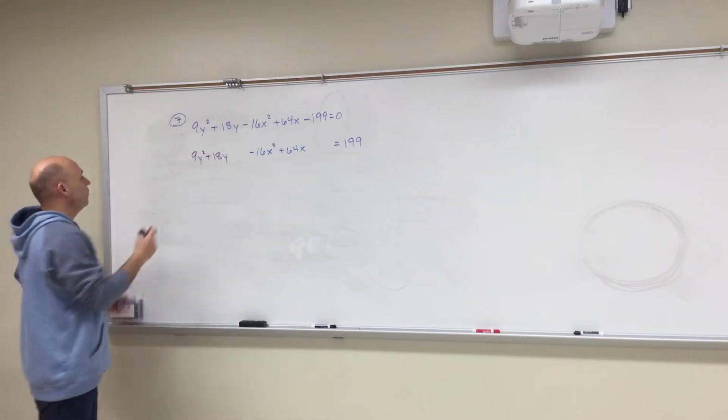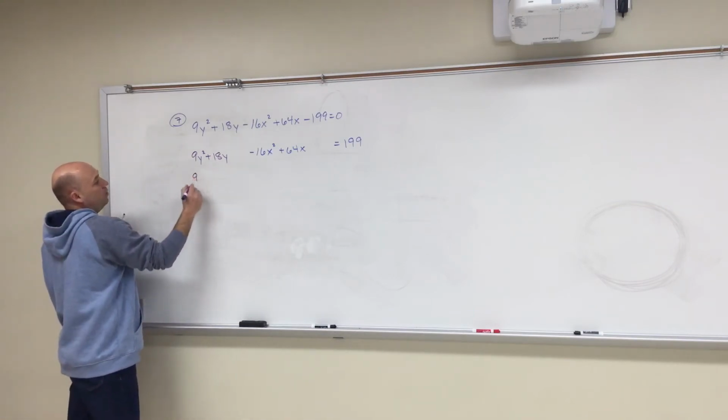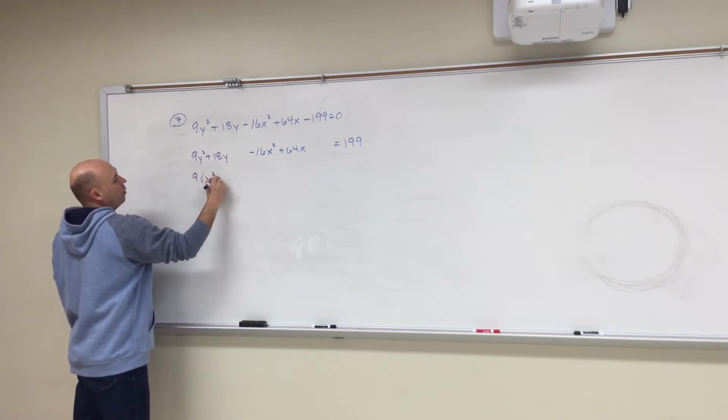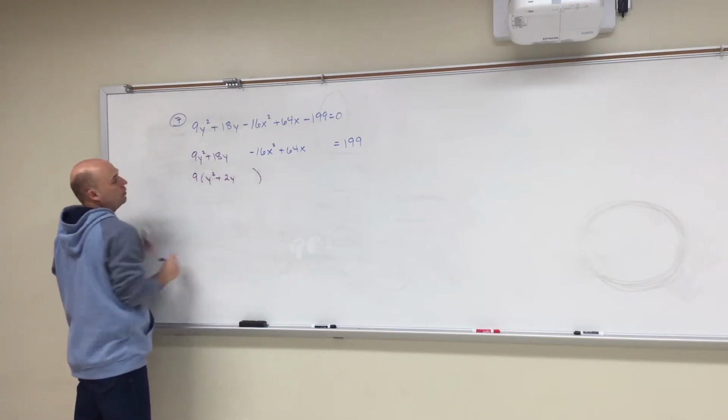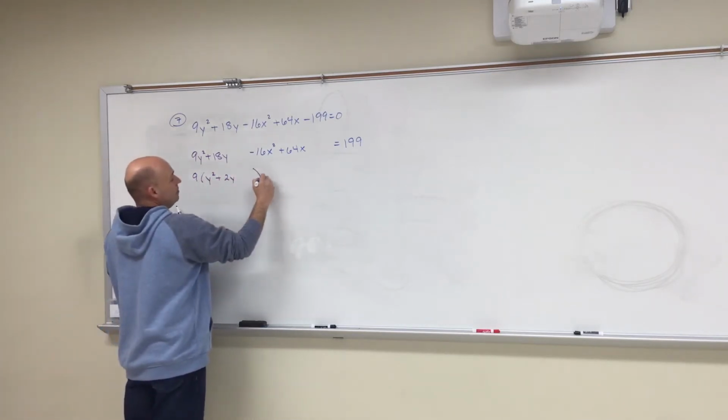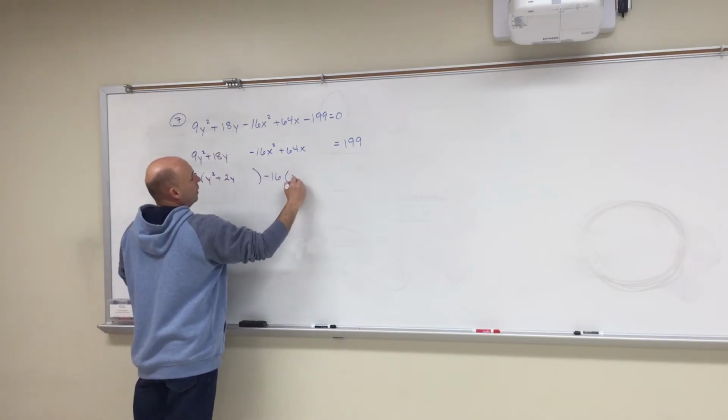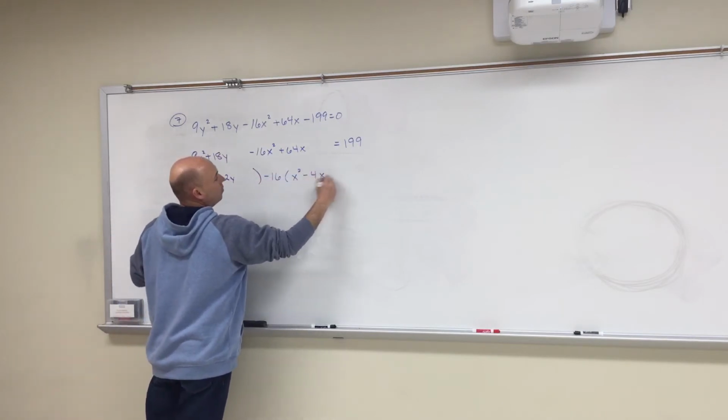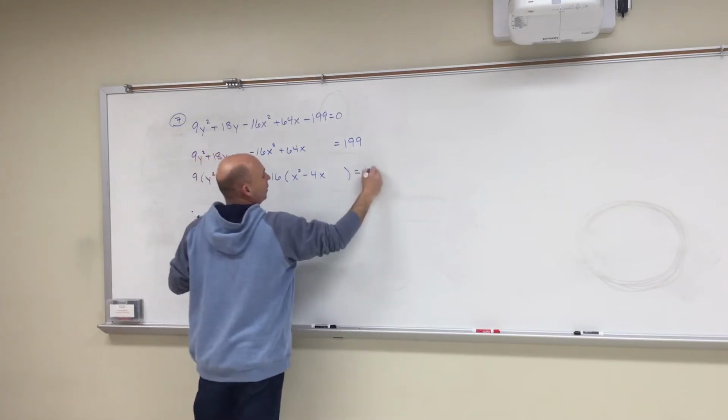Remember, to complete the square, your value in front of x squared and y squared have to be 1. So I'm going to take out a 9. So I've got y squared plus 2y. I'm going to take out a negative 16. So I've got x squared minus 4x is equal still to 199.